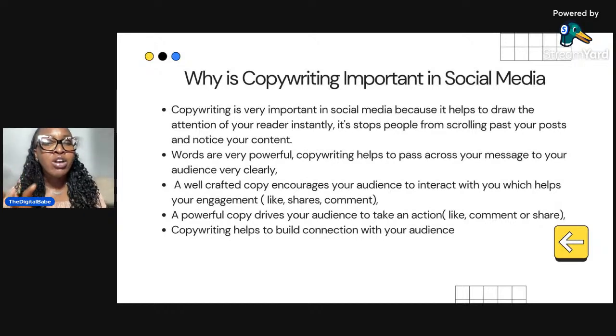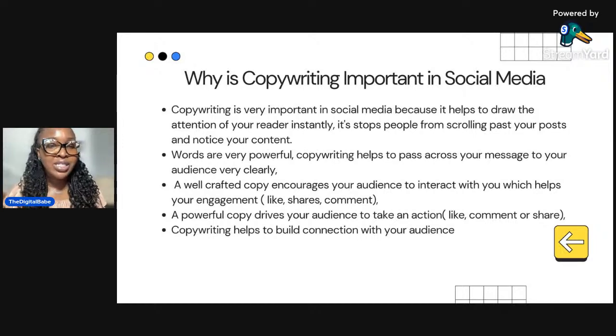And thirdly, a well-crafted copy encourages your audience to interact with you, which helps your engagement. So ordinarily, if your audience looks at your content or your copy and it catches their attention, nobody will tell them to like, nobody will tell them to comment. They want to give their opinion about it, they want to give their 2 cents. Oh, this is what I think about this pasta, or I want to order. The copy is already catching their attention enough, so they have no choice but to go ahead to engage.